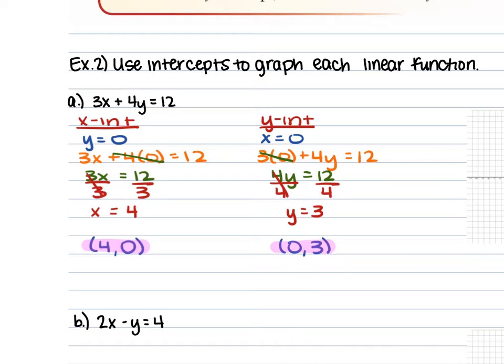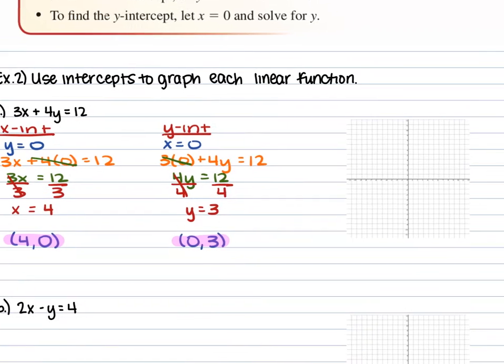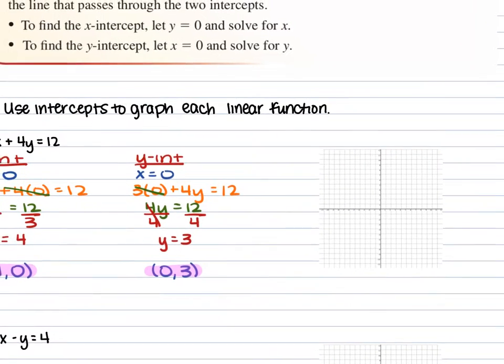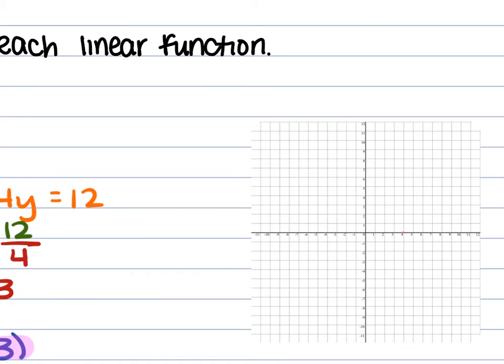So now that we have both our x and our y-intercept, we'll plot those 2 points. So 4, 0 is on the x-axis at 4. And then that 0, 3 is at the y-axis, or on the y-axis at 3. So from here, we can just draw our line through these points.